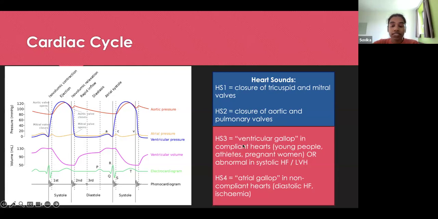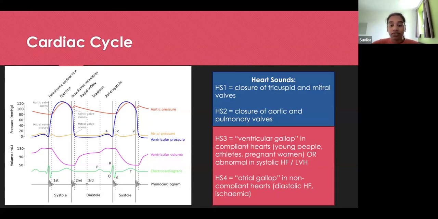So heart sound 3 is something called a ventricular gallop, and it's often found in patients who have compliant hearts. So it's actually a healthy heart that is working better than the general public. You might see these in younger patients, athletes, and pregnant women, or you can also find it abnormally in people with systolic heart failure, because remember, it's to do with the ventricles. So it's during systole, when the heart is contracting, that you get this ventricular gallop in heart failure or left ventricular hypertrophy, where the left side of your heart is a bit bigger than usual.